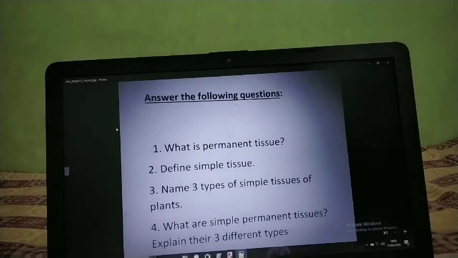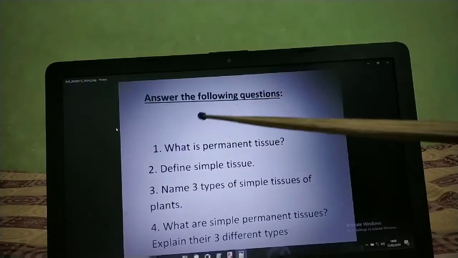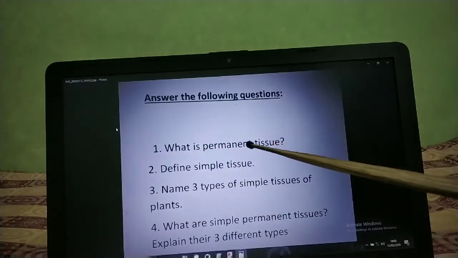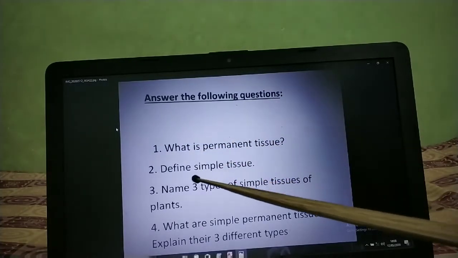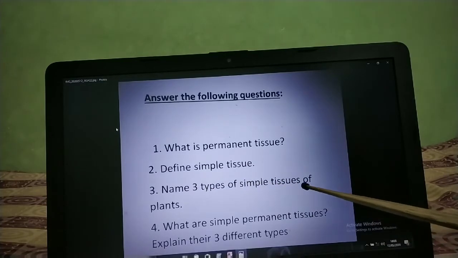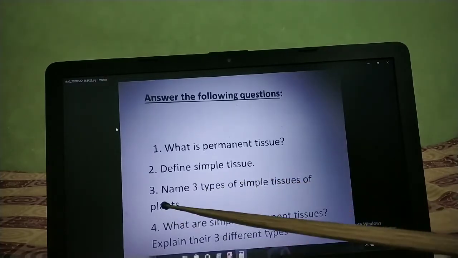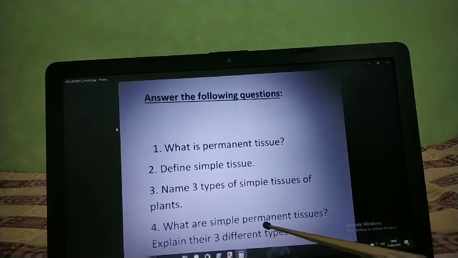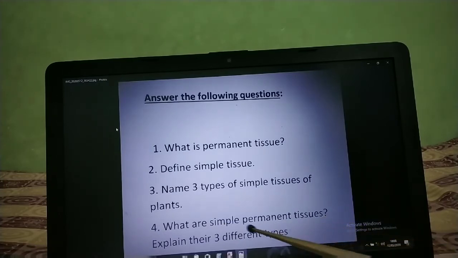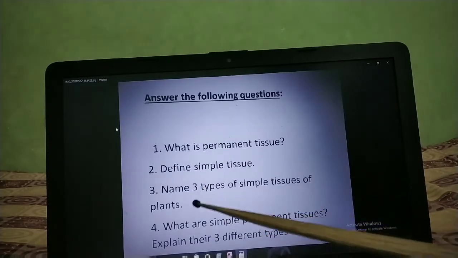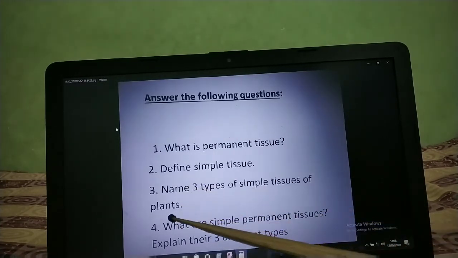So children, go through all the paragraphs and answer these questions. What is permanent tissue? Define simple tissue. Name three types of simple tissue of plants. What are simple permanent tissues? Explain their three different types. So children, this one is the long question.